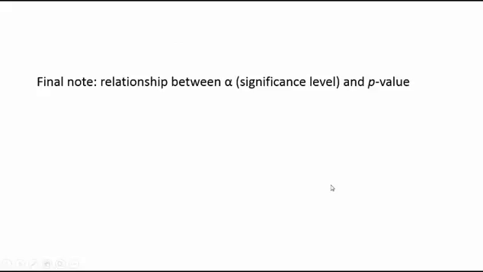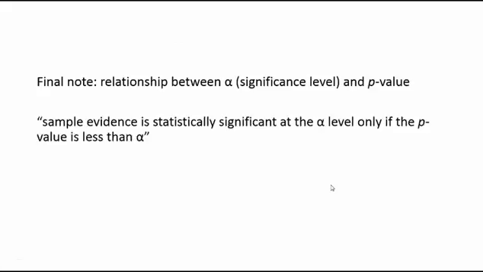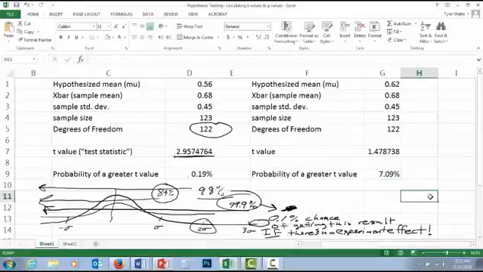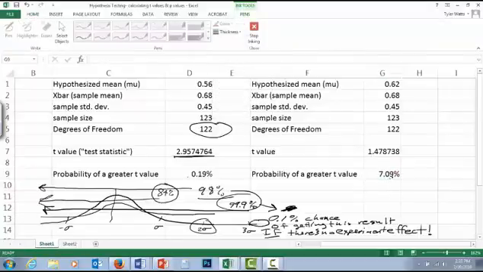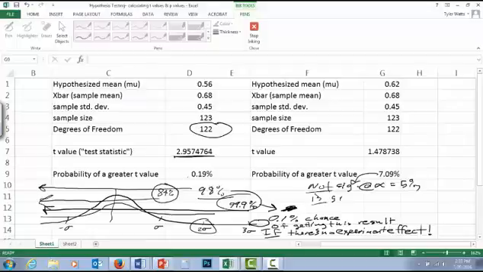That brings us back to this idea of significance levels, alpha levels. What's the relationship? Well, it's this: the sample evidence is statistically significant at the alpha level only if the p-value is less than alpha. What the heck does that mean? Let me go back to this example. So here, can we say the result is significant at the 5% level? No, the p-value is greater than that. Can we say it's significant at the 10% level? Yes, the p-value is less than 10%. So this result is not significant at alpha of 5%, but is significant at alpha equals 10%.